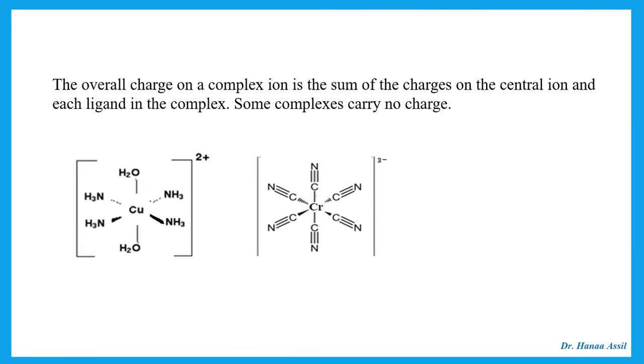But if we have chromium, here chromium alone is a 3 plus ion. Each of the cyanides that is forming a dative bond to it has -1 on it, and that means the overall charge for that complex is 3 negatives. Copper here is a copper 2 plus. It is forming a complex with 4 chloride ions. Of course, each of them has -1, and that means the overall charge of that complex is 2 minus.